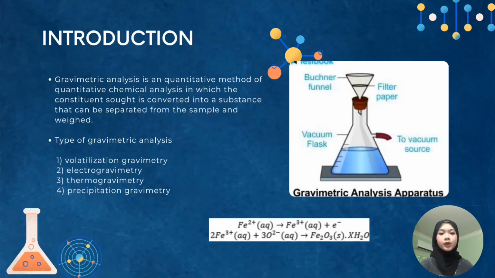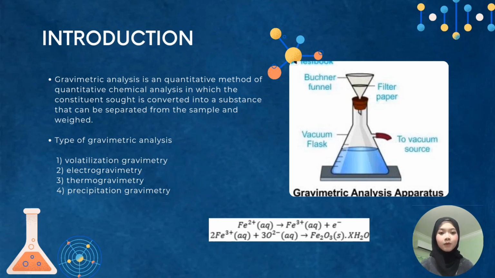Next, move to the introductions. What is gravimetric analysis? Gravimetric analysis is a quantitative method of chemical analysis in which the constituent salt is converted into a substance that can be separated from the sample and weighed.